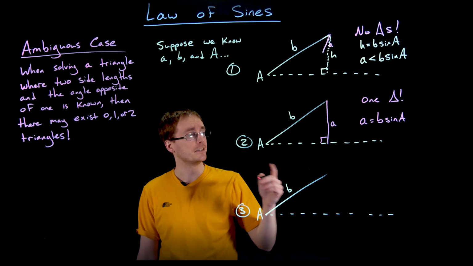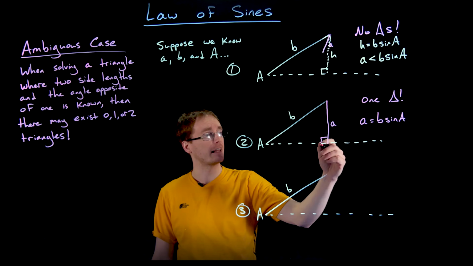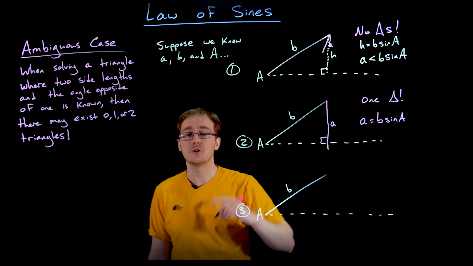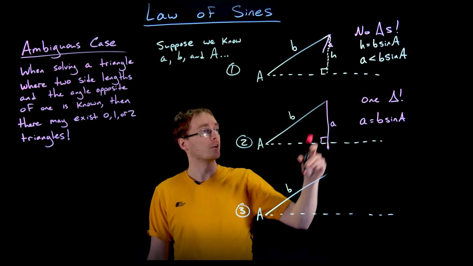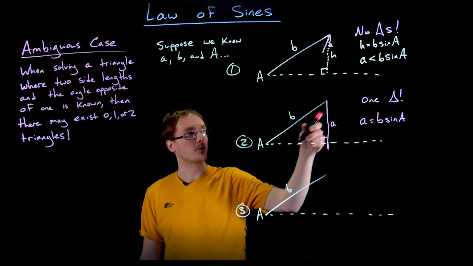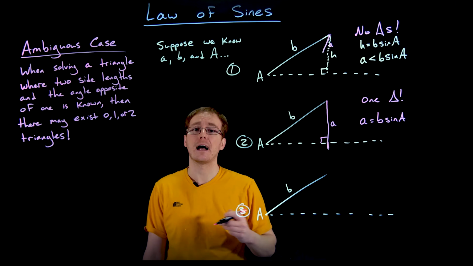And now the idea, which is represented in the third case and third picture, is that if our side length a from the second case was just a little bit longer, but not too long, then we could rotate it to the left and create an oblique triangle here, or we could rotate it to the right and create an oblique triangle out there.